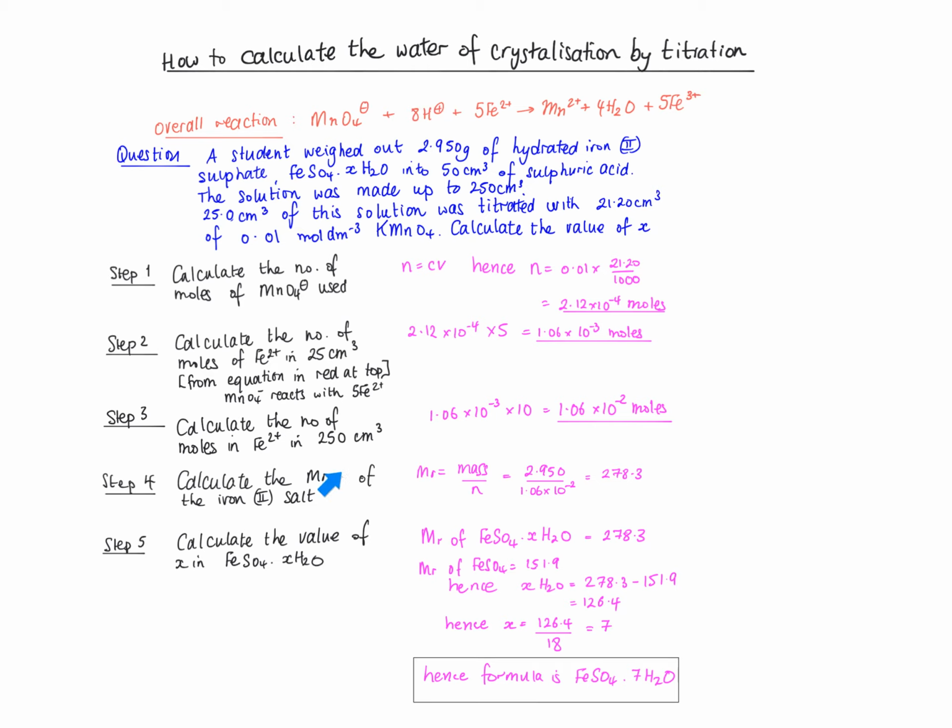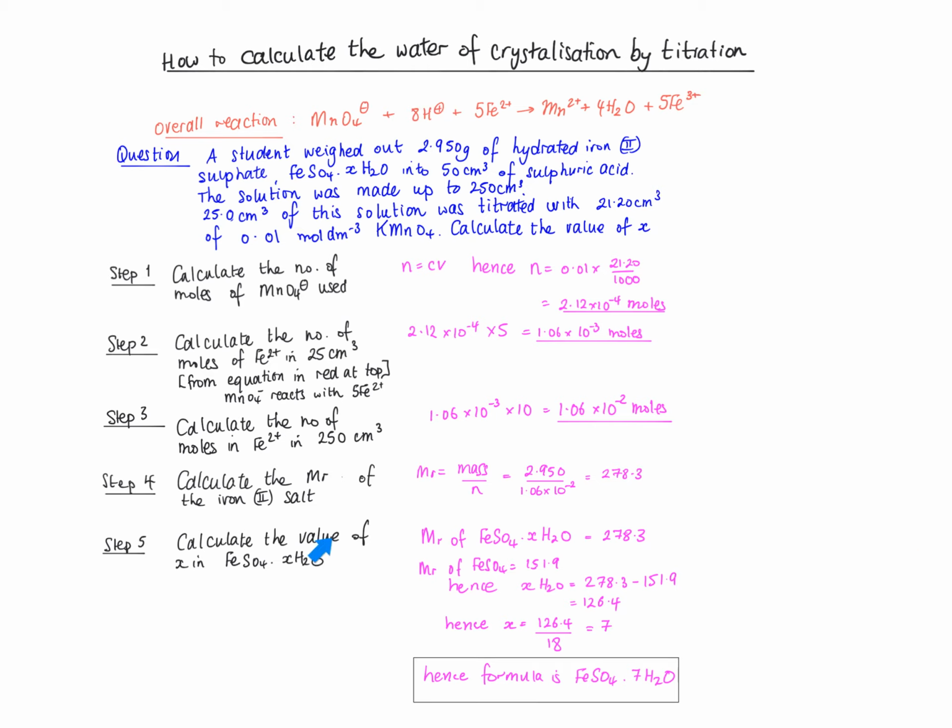Step 4. Calculate the Mr of the iron(II) salt. So the Mr is the mass divided by the number of moles. The mass of the iron(II) sulfate at the start of the question is 2.95, and the number of moles that we had in 250 centimetres cubed is 1.06 times 10 to the minus 2. So Mr is mass 2.950 divided by n, the number of moles, which is 1.06 times 10 to the minus 2, and that gives you an answer of 278.3.